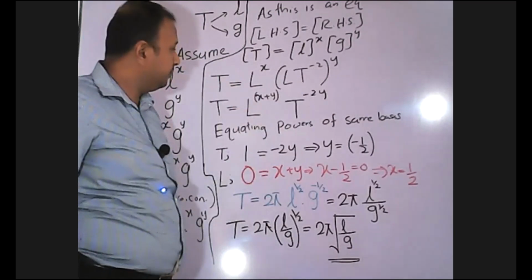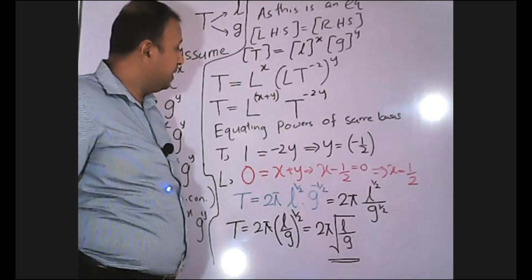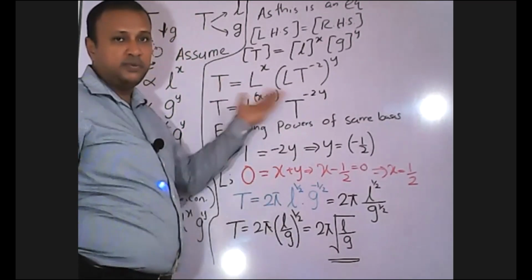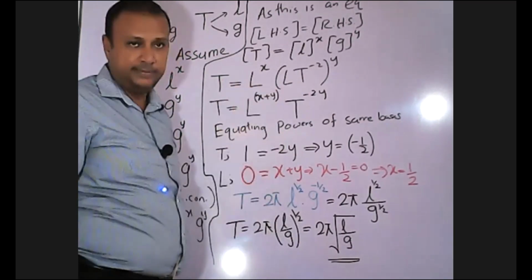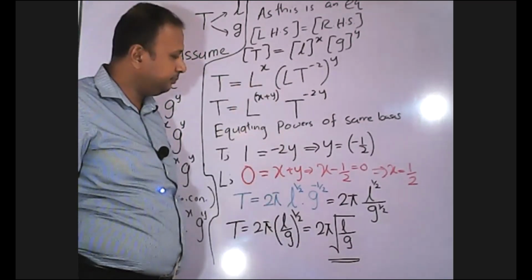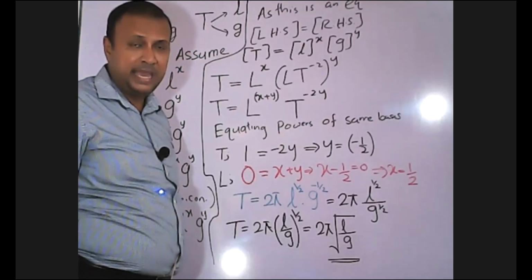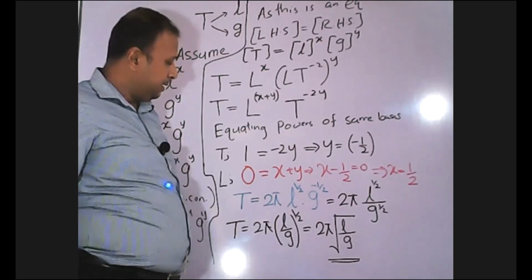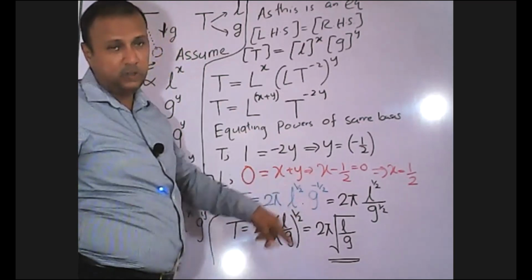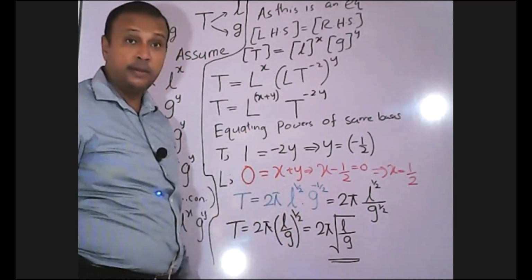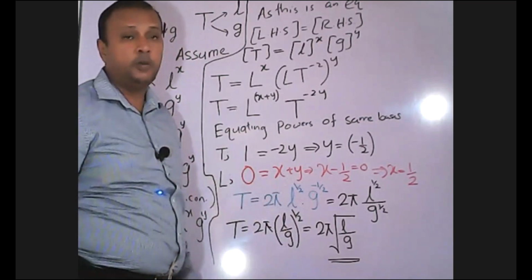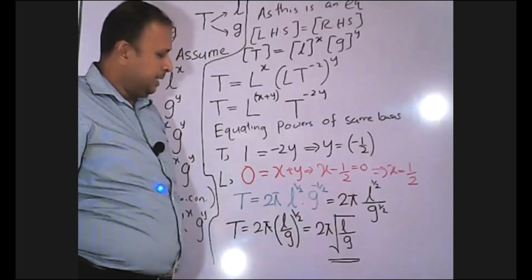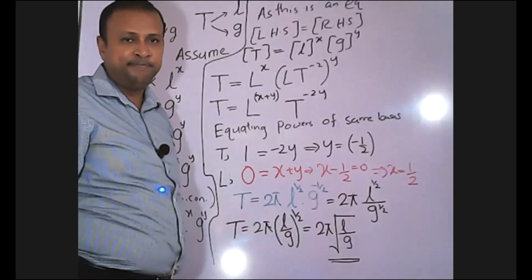After simplifying, you can equate the powers of the same bases on the two sides. There may be minus signs, there may be plus signs. If there is a minus sign, you can bring that physical quantity into the denominator. Okay. That's enough.